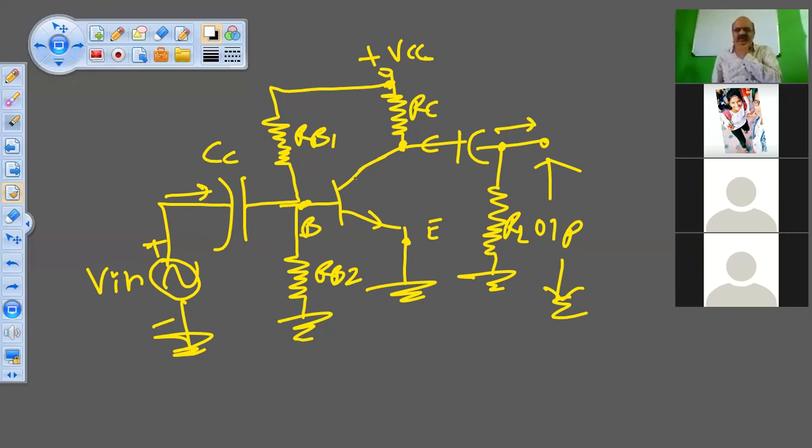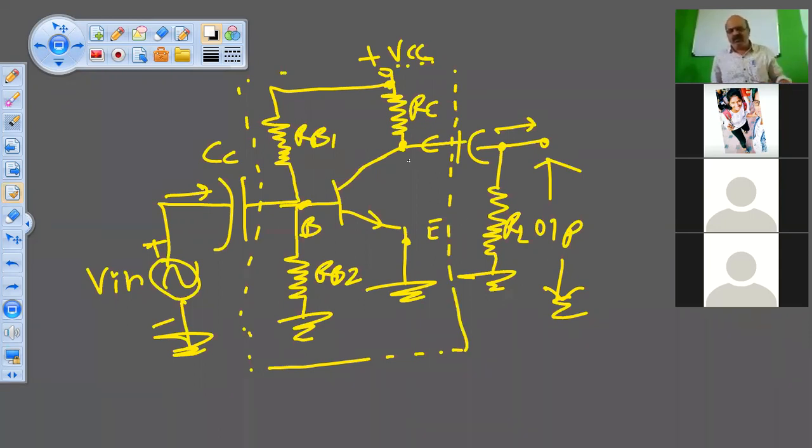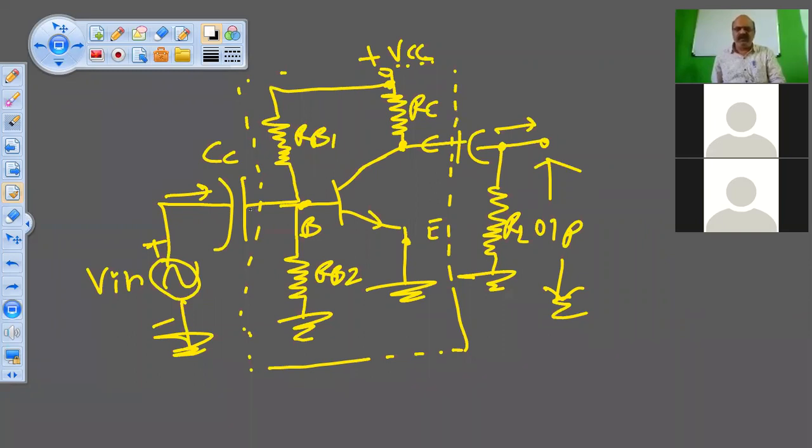Okay. So this is the same thing we have studied. This part we have already studied in the second chapter. This is a stabilization network. Voltage divider network is a stabilization network. Correct? Now I have added a few more things here, that is coupling capacitor at the input side and coupling capacitor at the output side. Two capacitors I have added here.